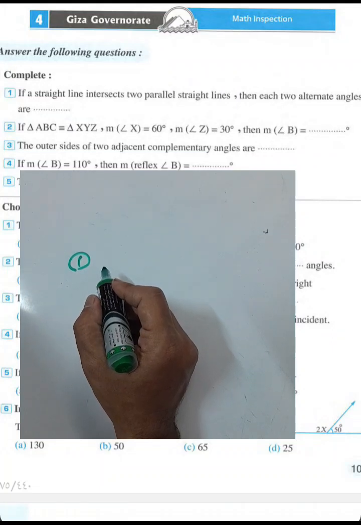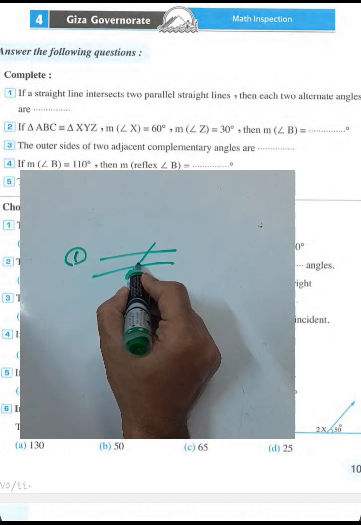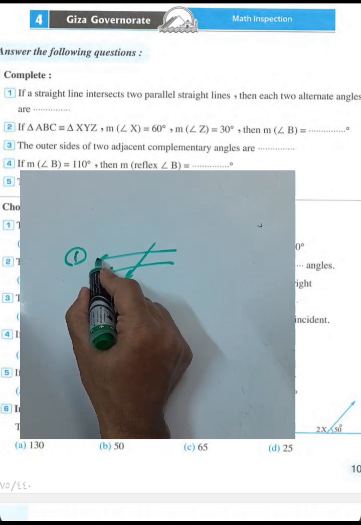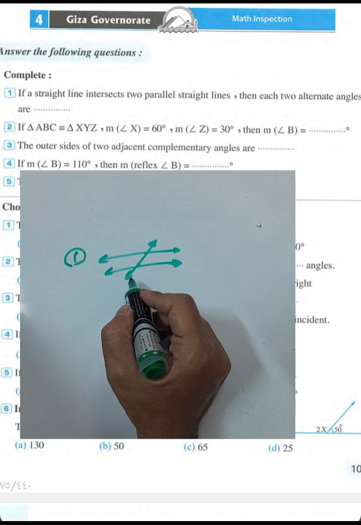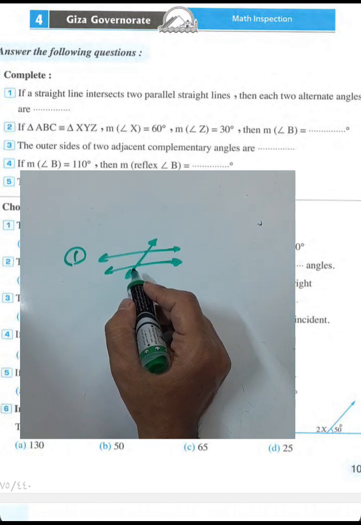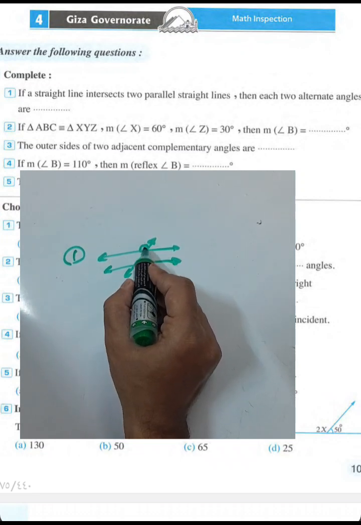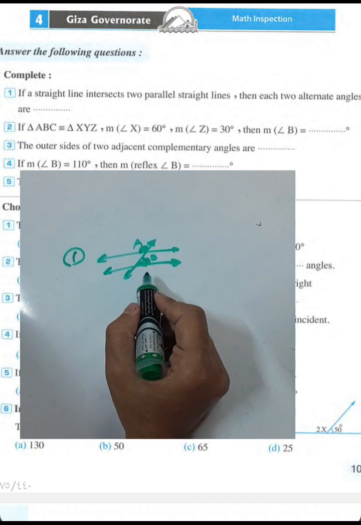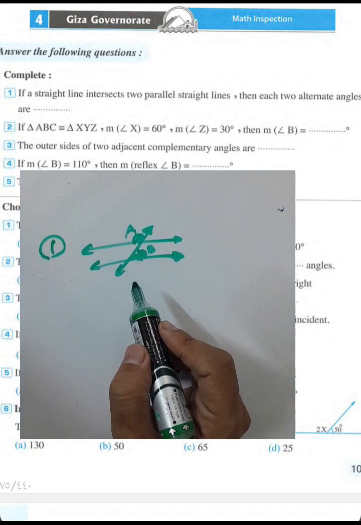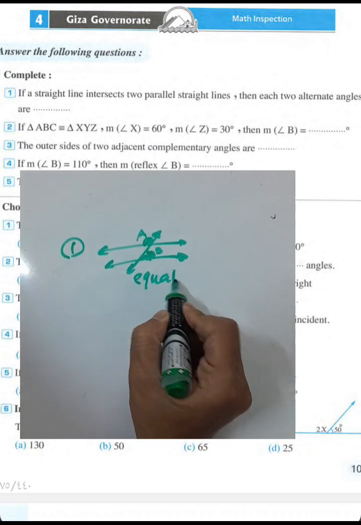A straight line intersects two parallel straight lines. The two lines are parallel, and this straight line cuts them at two points. Then each two alternate angles, we call them alternate angles. It means the measure of angle A and the measure of angle B will be equal. Okay, then we call it alternate angles are equal in measure. We can write in the space: equal in measure.